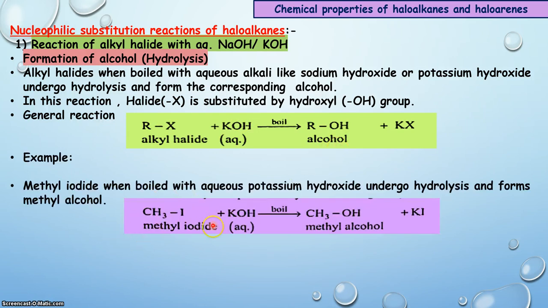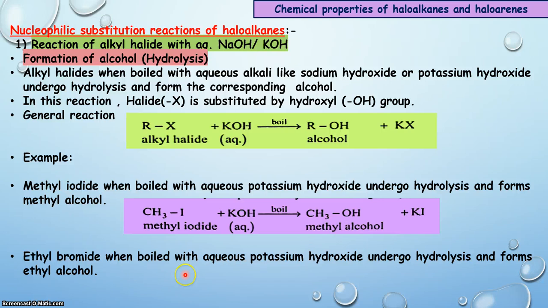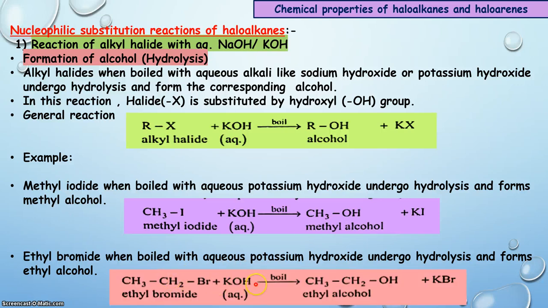In this example, methyl iodide when boiled with aqueous potassium hydroxide undergoes hydrolysis and forms methyl alcohol. During this reaction, iodine of methyl iodide is substituted by hydroxyl group and forms methyl alcohol. Similarly, when ethyl bromide is boiled with aqueous potassium hydroxide, it undergoes hydrolysis and forms ethyl alcohol. Here also the bromine of ethyl bromide is substituted by hydroxyl group and forms ethyl alcohol.